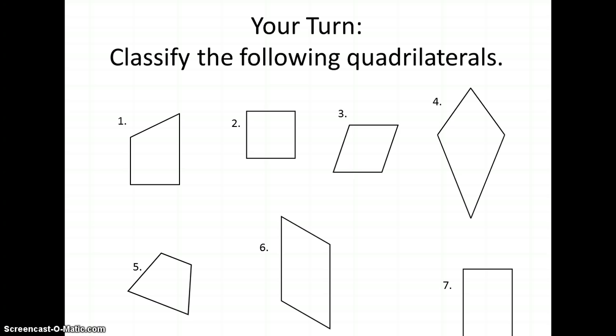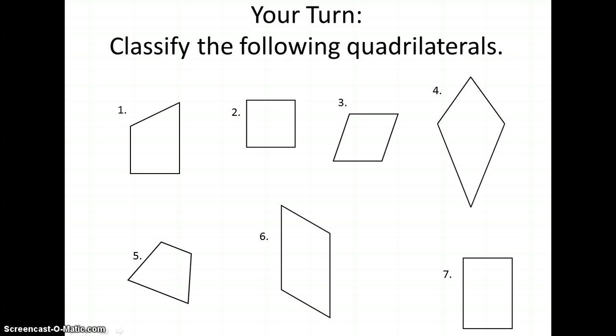Now it's your turn. Classify the following quadrilaterals by the best name we have for them. Just like when we were classifying numbers, we had to do that by the best possible name for that particular number. In this case, when we're classifying quadrilaterals, sure, they're all quadrilaterals, and a few of them might be parallelograms, but what is the best possible name for each of these?